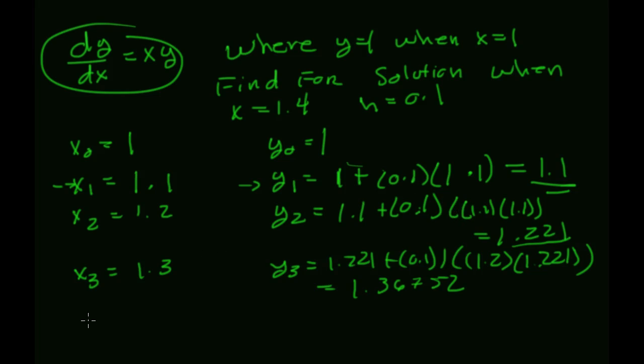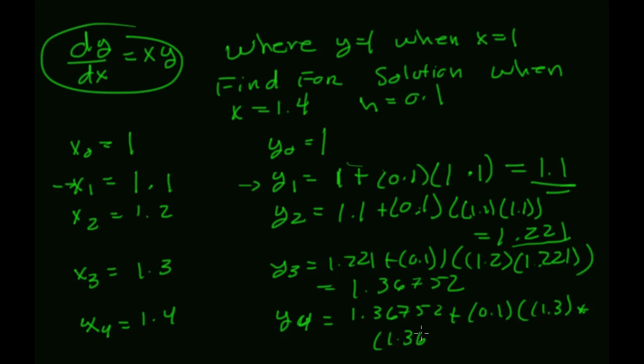Let's try it one more time. If we make x4 1.4, this means y4 is going to be 1.36752 plus 0.1 times the x and y values of the previous iteration, so that's 1.3 times 1.36752. If you do that calculation, you end up with 1.5452976.